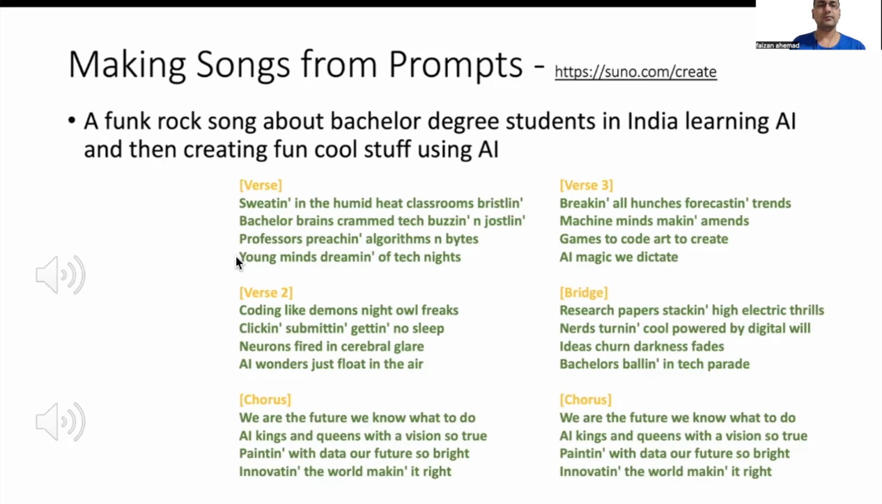Human heat classrooms bristling, bags for brain spam, tech buzzing and jostling. Professor pitching algorithms and bytes. Young minds dreaming of tech nights. Coding like demons, mad out freaks. Click and submit and getting no sleep. Neurons fighting cerebral glare. Everyone is just floating here. We are the future, we know what to do. AI kings and queens with a vision so true. Hanging with data, our future so bright. Innovating, the world making it right.